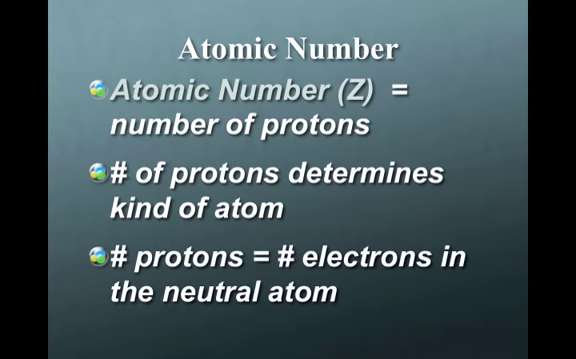Now, in this chapter, and as far as atoms go, the number of protons equals the number of electrons in neutral atoms. Now, in the next chapter, we're going to talk about ions, and that's going to be a little bit different, but for now, the number of protons equals the number of electrons in atoms, which is all we're talking about right now.